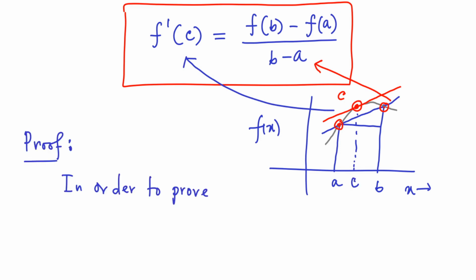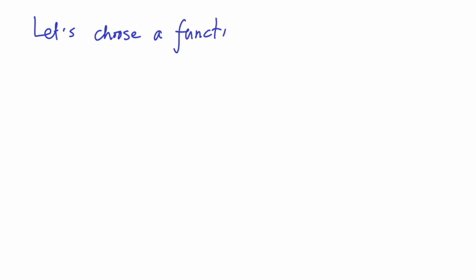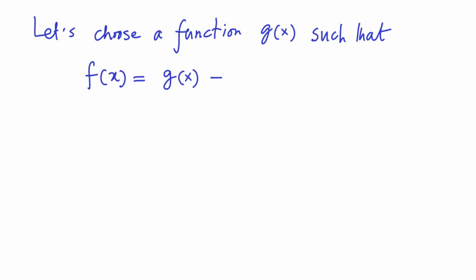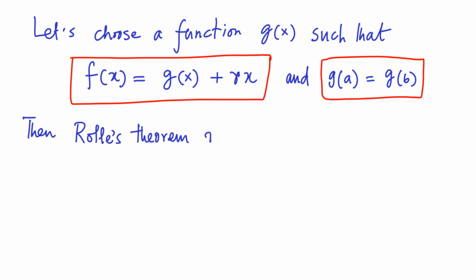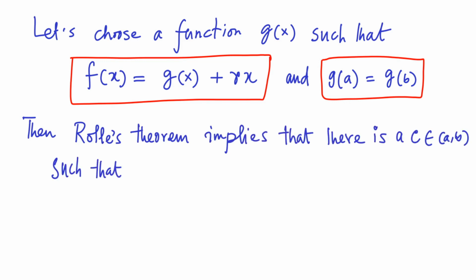In order to prove the mean value theorem, let us choose a function g of x such that f of x equals g of x plus r x, where r is an undetermined number and g of a equals g of b. Then Rolle's theorem implies that there is a point c such that g prime of c equals 0. Then it implies that f prime of c is equal to r.